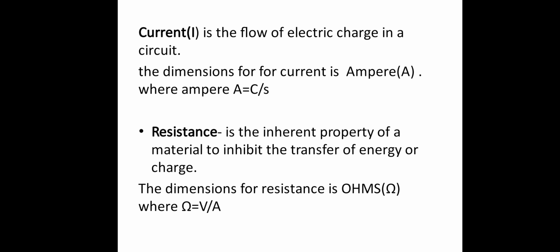Current is the flow of electric charge in a circuit. The symbol for current is uppercase I, and the dimension for current is amperes, where ampere is equal to coulomb per second. Resistance is the inherent property of a material to inhibit the transfer of energy or charge. The dimension for resistance is ohms, where ohm is equal to volt per ampere.